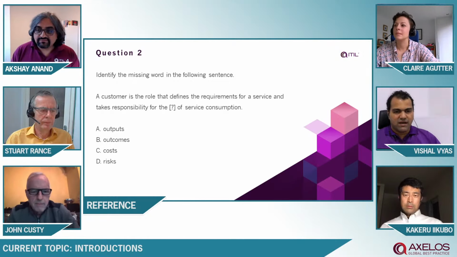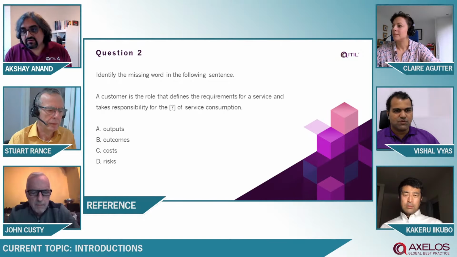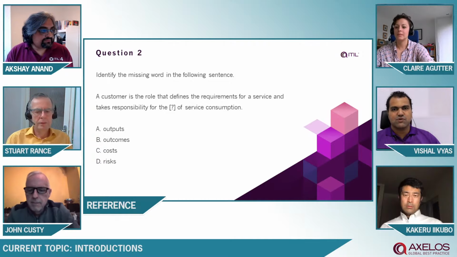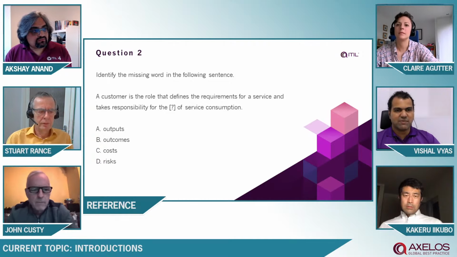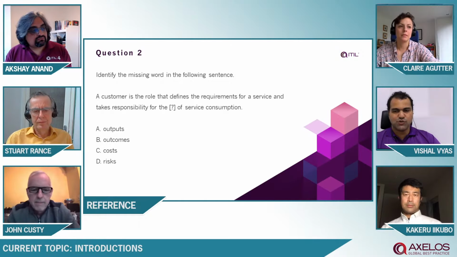Vishal. Okay. This one also is going to play on similar lines as what Claire described earlier. So a customer is the role that defines the requirements for the service and takes responsibility for the costs of service consumption, for the risks of service consumption. I'm going to simply say that these are not the two that work well in this scenario. Responsibility for the outputs and outcomes seems to be the two which you should struggle with ideally, because cost and risks is not something which makes the statement correct.